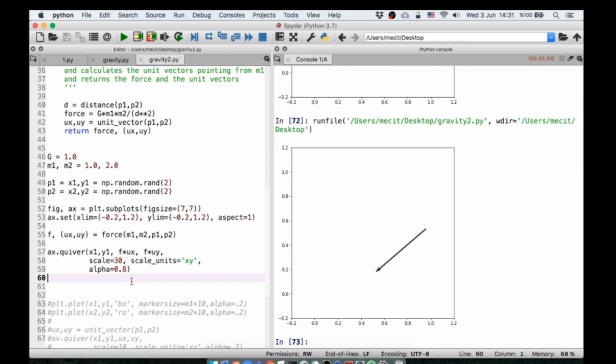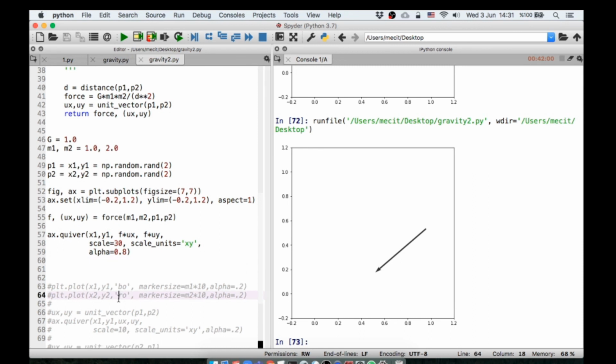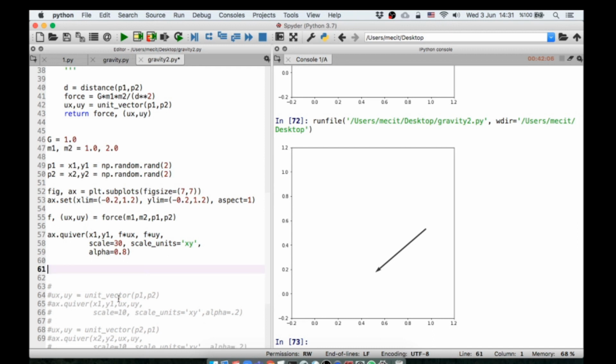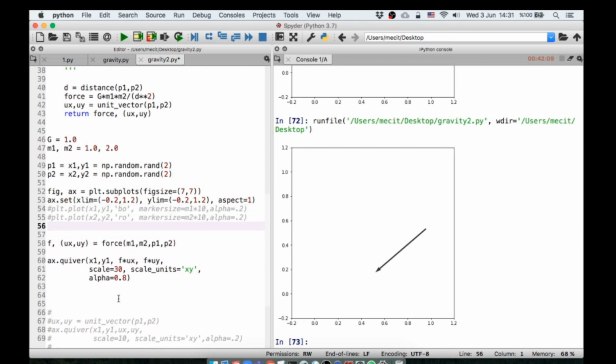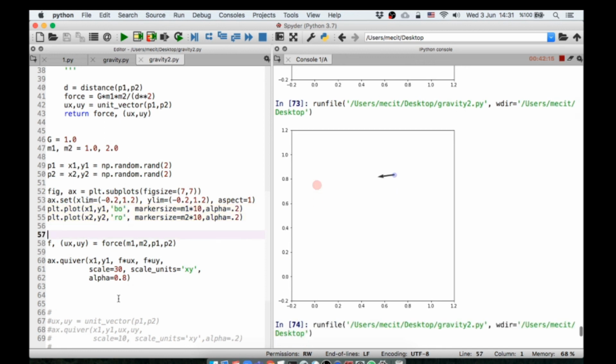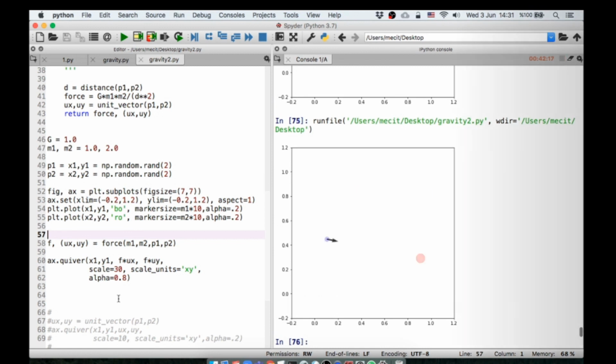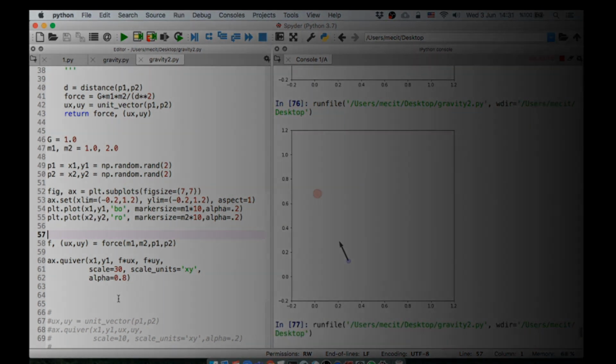Okay, of course, I took this out, so I can't see the points. Maybe it's a good idea to have them over there. After setting the coordinates, I can plot my two points. Okay, so this is the force from the first one to the second mass.